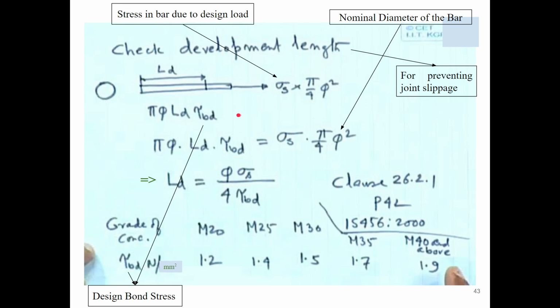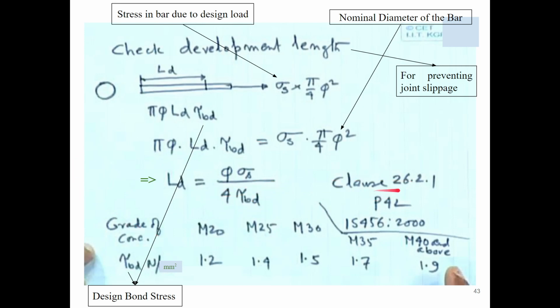So generally it is found by equating these two equations. Sigma s is the stress in the bar due to design load, and therefore the load will be sigma s into pi by 4 into phi square. That is resisted by the bond strength. The bond strength is tau bd, the design bond stress, and that is acting on the perimeter, which is pi d or pi phi. And the resistance will be given by the length, that is the development length. So using this equation, pi phi into Ld into tau bd equal to sigma s into pi by 4 into phi square, we get the value of Ld as phi into sigma s by 4 tau bd.